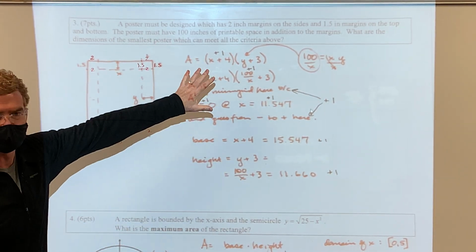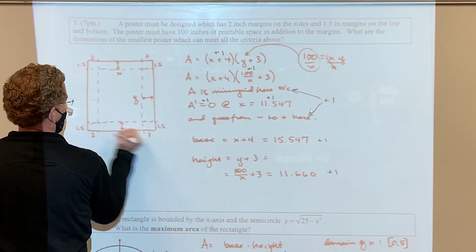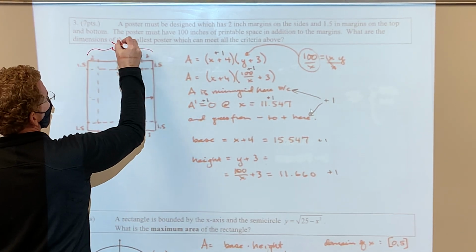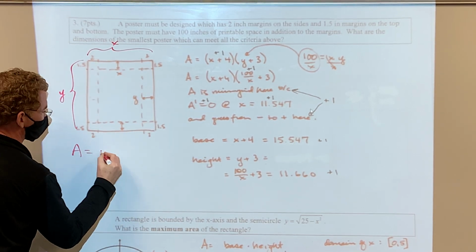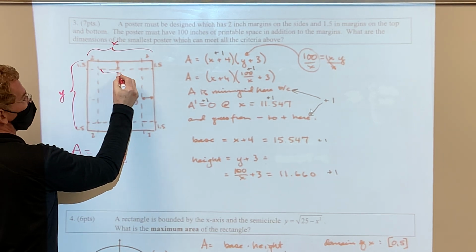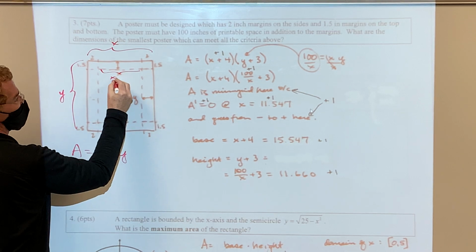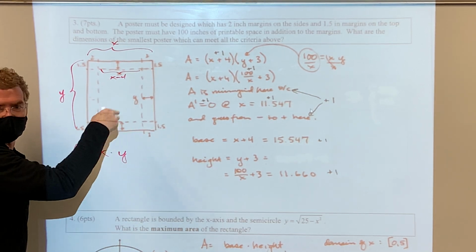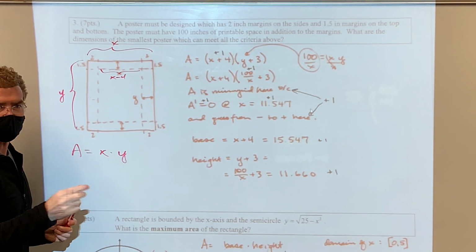That's one option. But you are totally fine to call this X and this Y. In this case, your area would be that. And if that's the case, what would this part in here be? It'd be an X minus 4. Does anybody tend to do it this way? No. Nobody? You do?